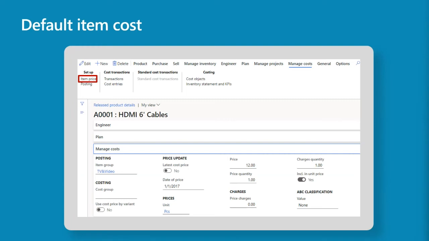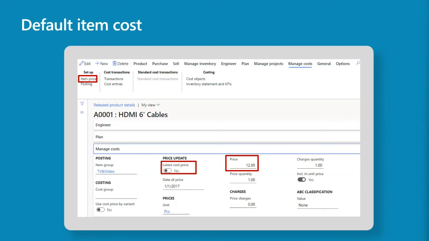It's important to note that the prices configured this way are always configured by site. So if we have multiple sites, we will need multiple costs. The second option is to define a price in the price field on the released product form. This price is only on the product level, so it would not differentiate between different sites or different product variants.